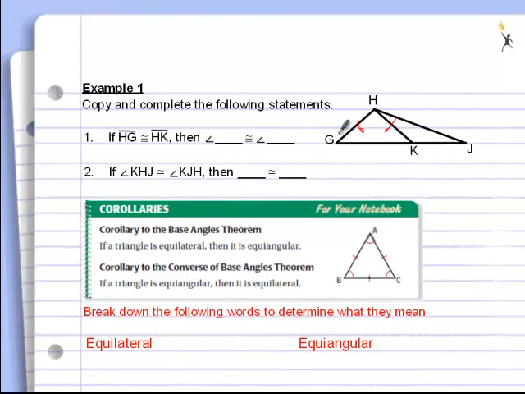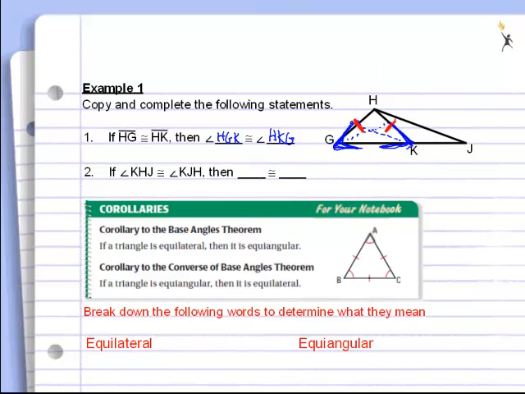Excuse me. Here we're given two sides that are congruent. Well, then you should be able to use the base angle theorem and say the angles opposite them are congruent. So we have angle HGK, talking about that angle, and this angle, which is angle HKG. If these two sides are congruent, then these two angles are congruent.